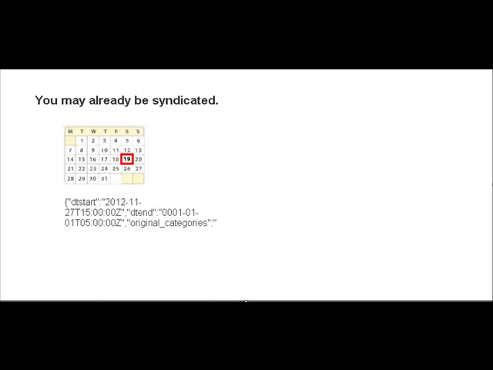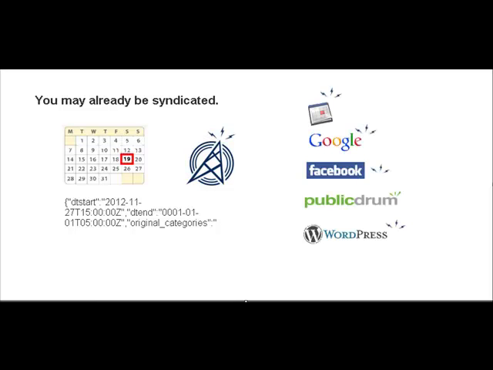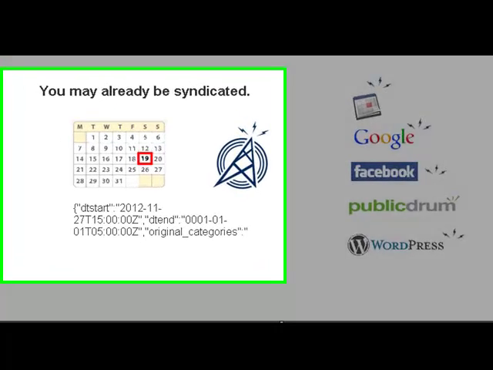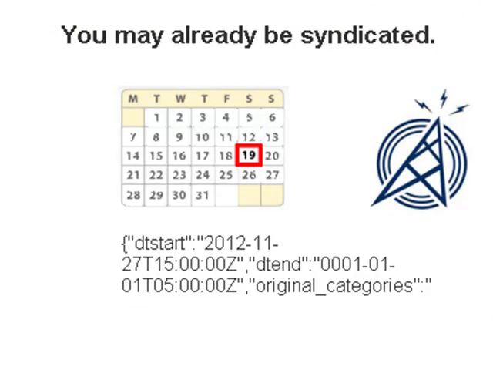Interestingly, if you keep a calendar, you may already be syndicated. When you see a calendar, you're actually looking at a view constructed for humans. Many calendars also offer a view designed for computers, and it's this machine-readable view that can be used for syndication. Many common calendars, like Google, Facebook, data services like Public Drum, and content management systems like WordPress can provide this feed. If your calendar can be understood by a computer, you are good to go.